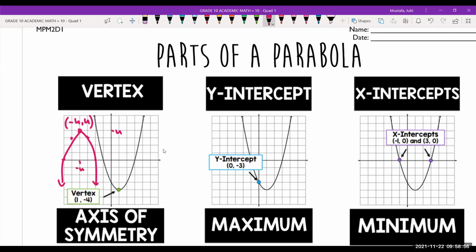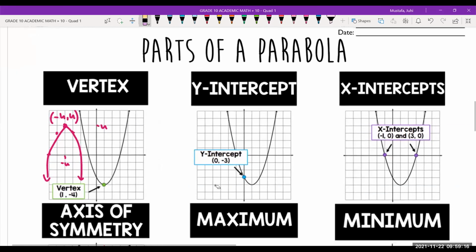Someone had a question? Hand up. Krishna? It cannot have 2 vertices. No, a parabola will only have 1 vertex. Also, can a parabola open sideways? The answer is no. It will only either open upwards or downwards like this.